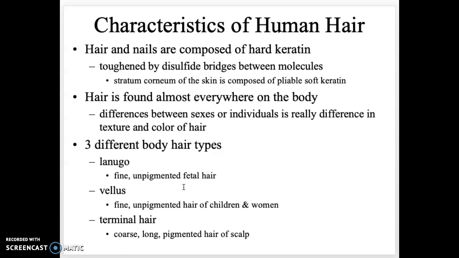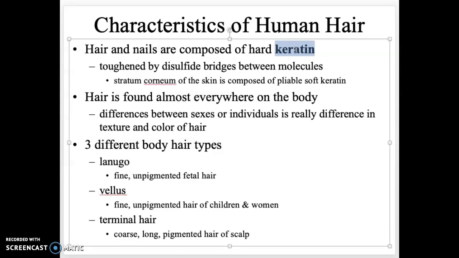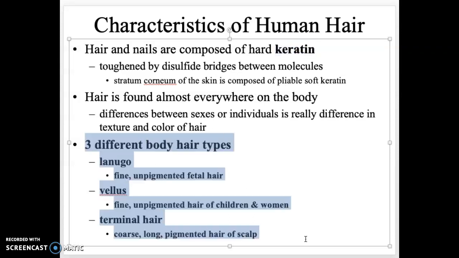So hair and nails are both composed of that keratin that we also see in the skin. It's just a little bit firmer. There are lots of different types of keratin. We find hair throughout the body. There are 3 main body hair types.